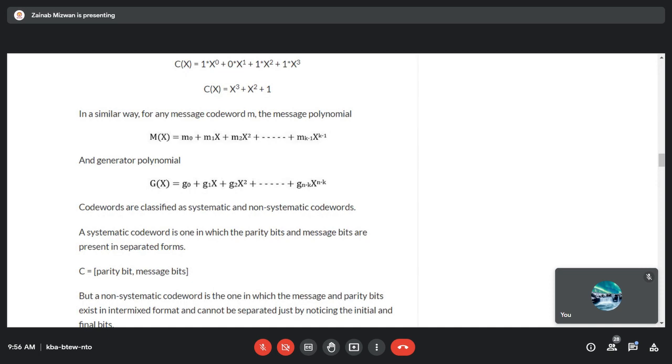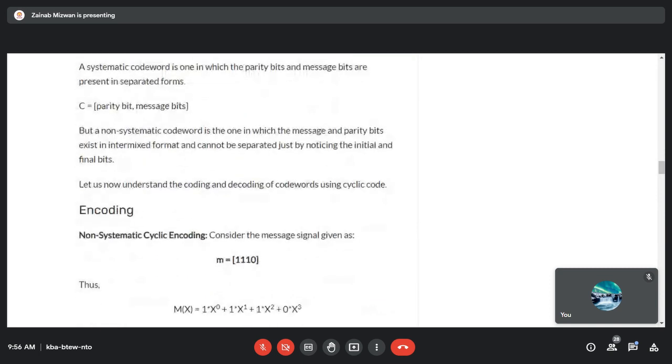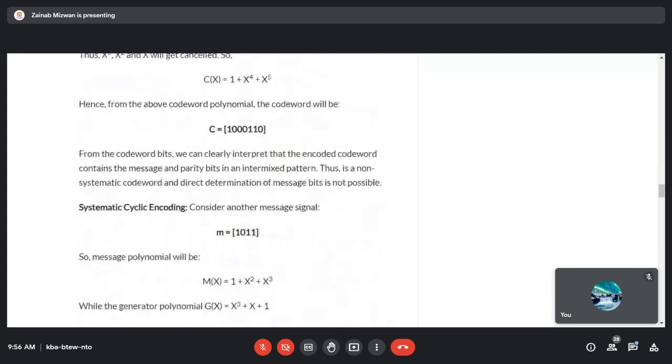Yes, ma'am. Ma'am, and I had one more doubt. Like to generate the polynomial, the formula will remain the same, like m of x into g of x, right? No, that is for the non-systematic code. That's why I've told you, जो फॉर्मूला पढ़ा है c of x equals m of x into g of x.